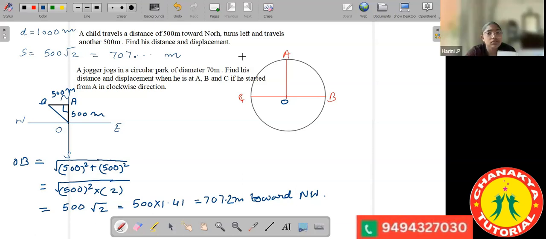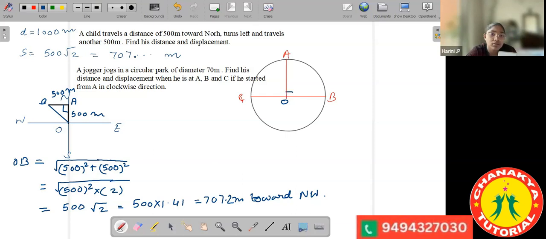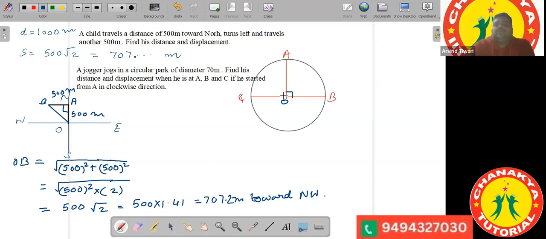Sir, we don't know the distance between A to B, right? How do we find it? That's perpendicular. Diameter BC is the diameter, and you have this perpendicular. So now can you find out? Yes, sir.